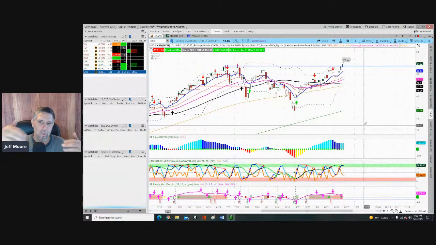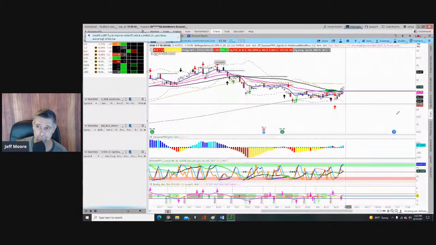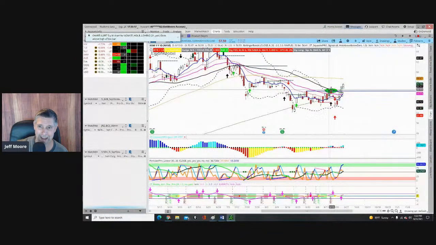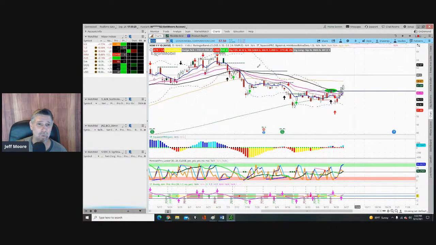Whenever this blue crossed the pink back to the upside, I jumped into ExxonMobil. Look at this. Bam, right there. It broke out, I jumped in. It pulled back, now it's taking off. So I'm in this as a trend trade, and I'm going to ride this all the way back up there. So I'm in ExxonMobil because oil broke out, right?